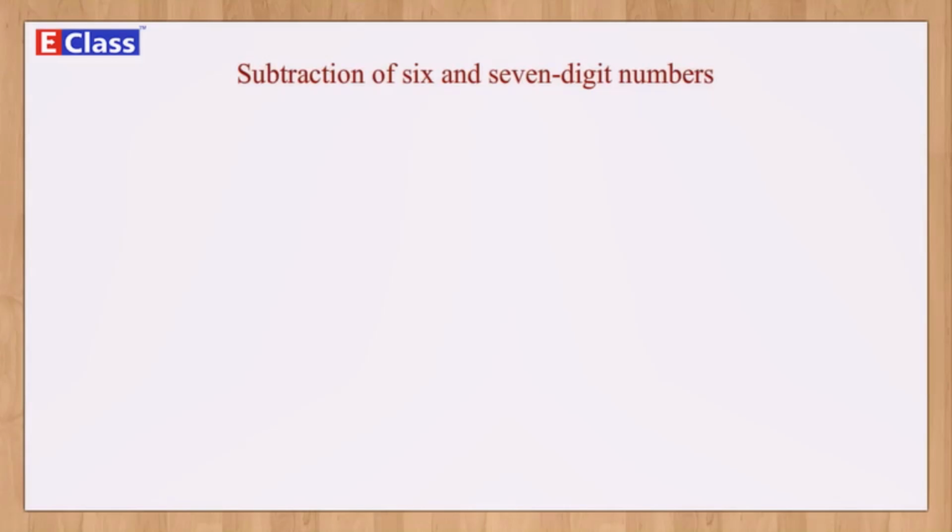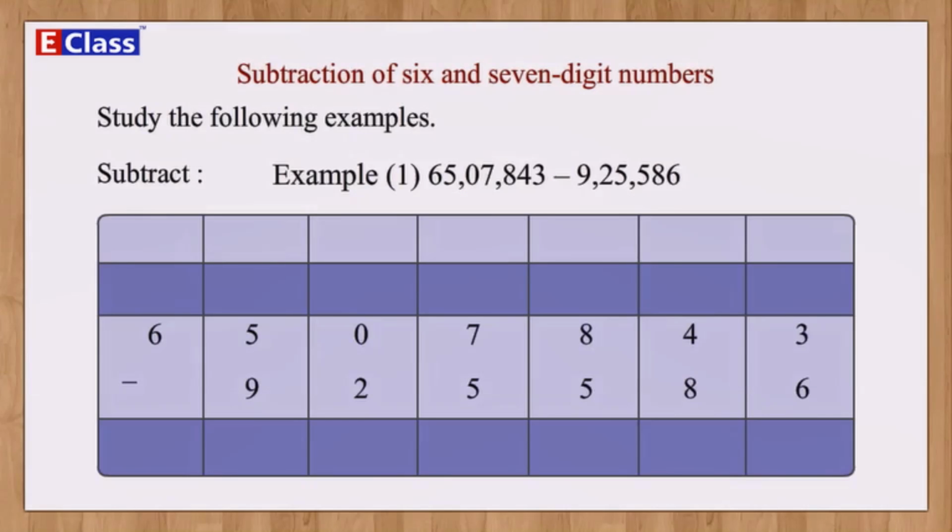Example 1. 65,07,843 minus 9,25,586. First of all, subtract the units place. As we cannot subtract 6 from 3, we shall borrow 1 ten from 4 tens of the tens place. Therefore, 3 tens will remain at the tens place, and after untying that borrowed 1 ten at the units place, now we can subtract 6 units from 13 units.